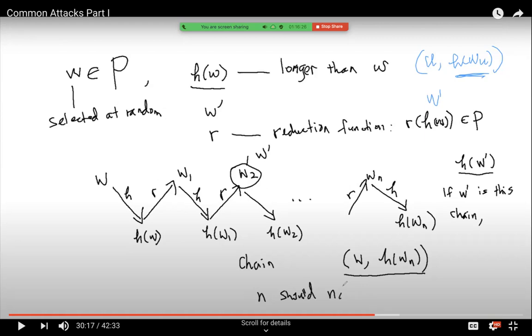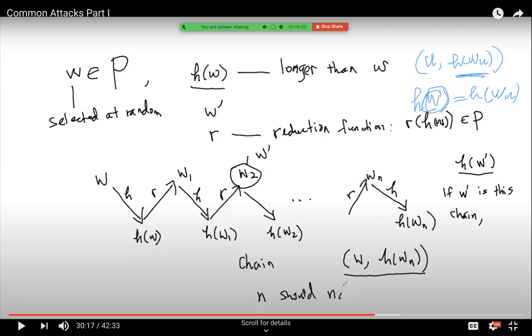So I want to find W prime so that H of W prime is equal to this. If I can find it, then I can pretend I am user U by putting user login name U and then W prime as its password, and then I can get in. Would that make sense? Yeah. So then, of course, this is a dictionary attack.